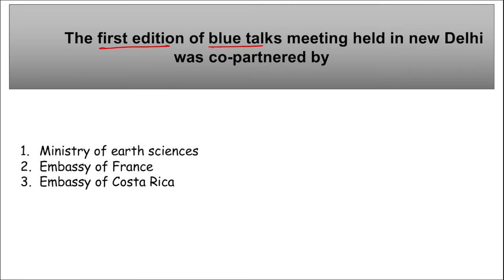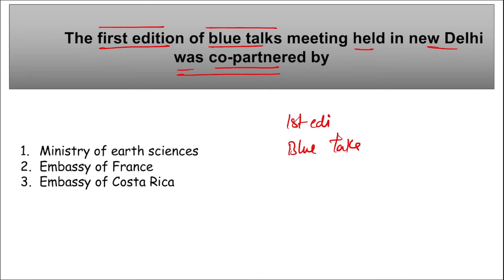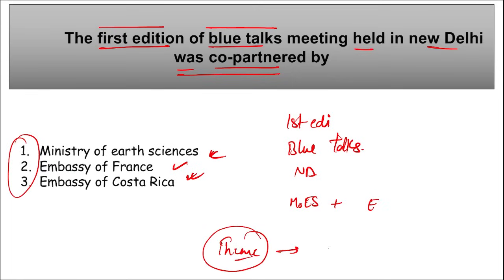Next, the first edition of Blue Talks meeting held in New Delhi was co-partnered by whom? First of all, remember, this was the first edition of Blue Talks, right? This meeting was held in New Delhi, hosted by the Ministry of Earth Sciences and co-chaired by the Embassy of France and the Embassy of Costa Rica. So all of these together hosted this first edition of Blue Talks, right? Take a note of this. Then the theme of this meeting was ocean health and governance.